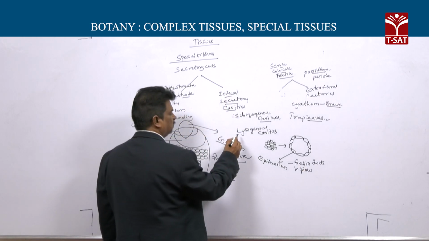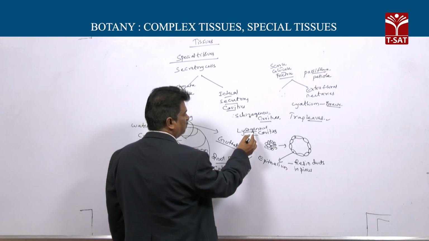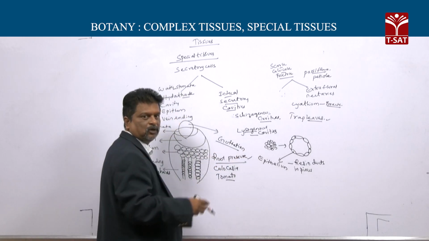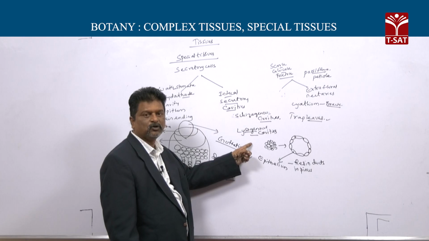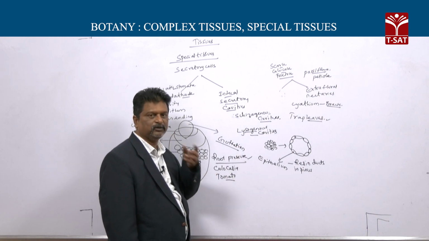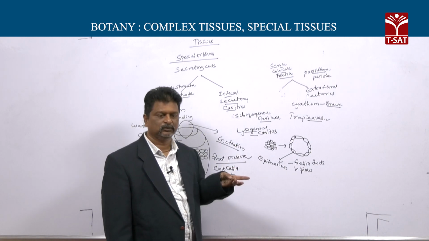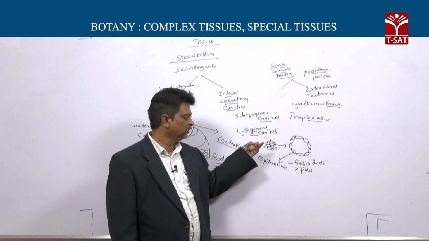Next one, lysigenous cavity. Cavity formed due to lysis or due to death of cells is called lysigenous cavities. Best example for lysigenous cavity, oil cavity in citrus, that is fruit wall pericarp.